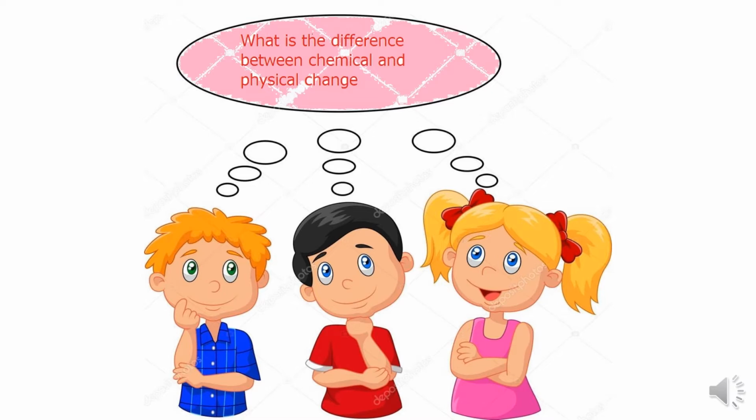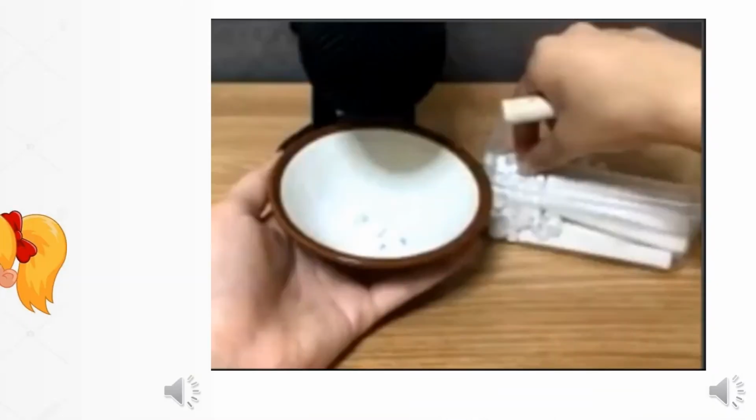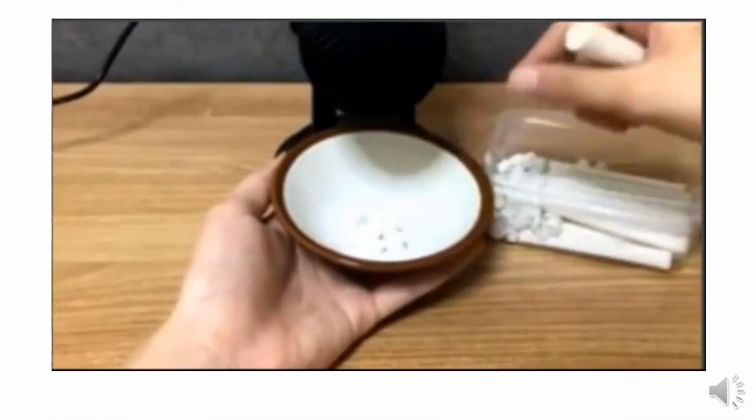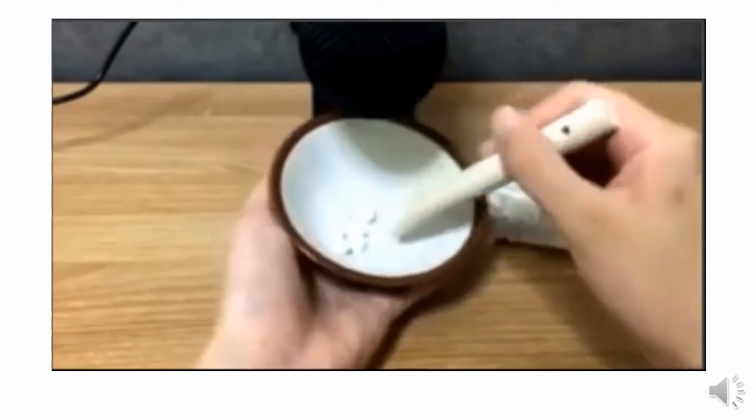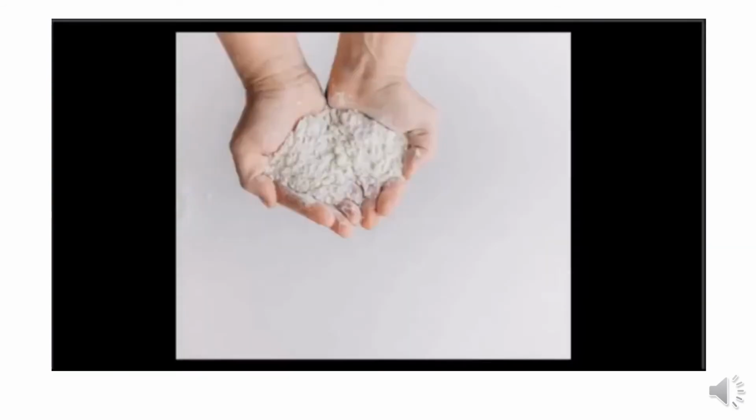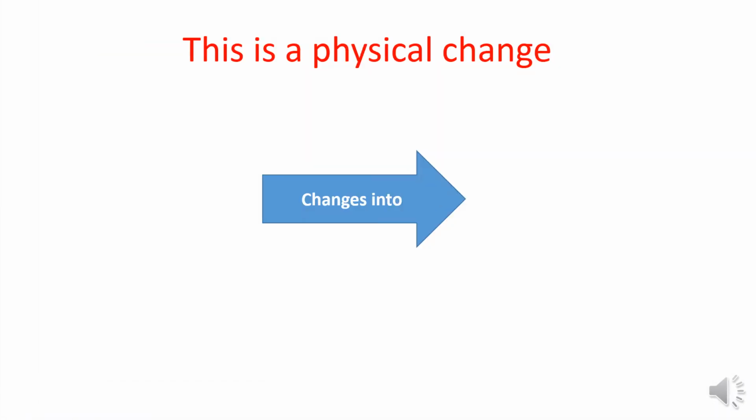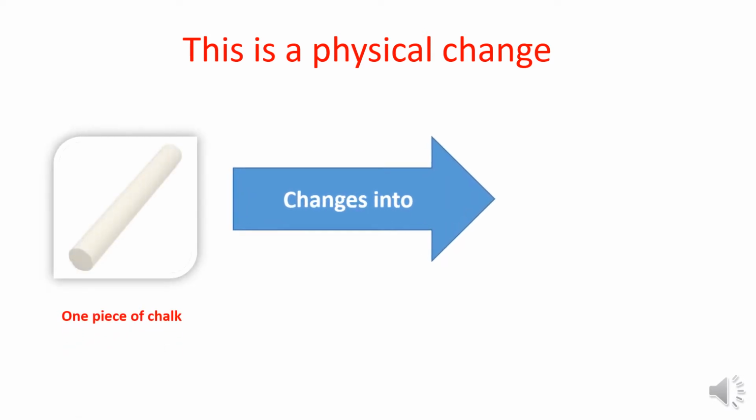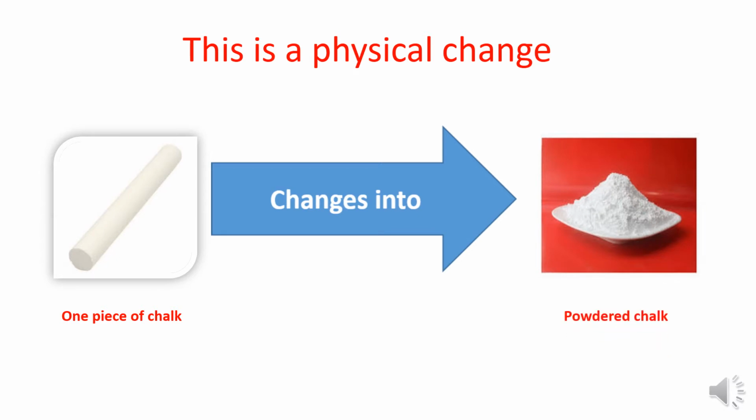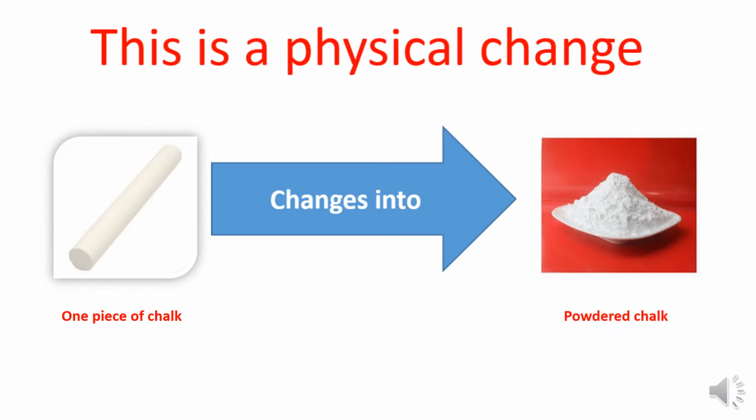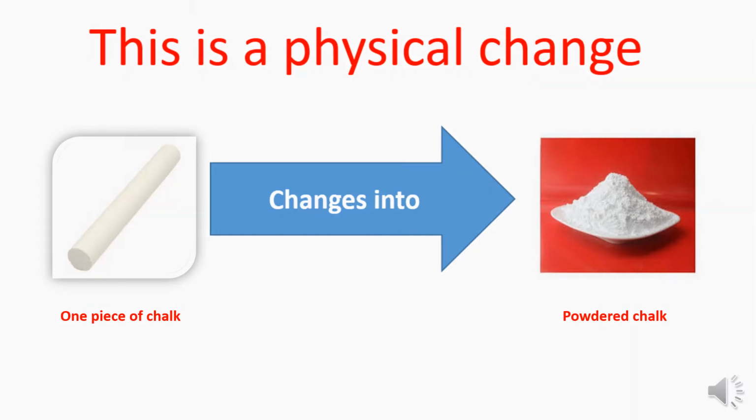First, let's discuss the first objective. What is the difference between chemical and physical change? Let's consider together a white chalk. If we grind the white chalk very well, we will obtain a powdered chalk. So, one piece of chalk changes into powdered chalk. This is a physical change. In a physical change, the identity of substance didn't change, and we can go back to the initial case.